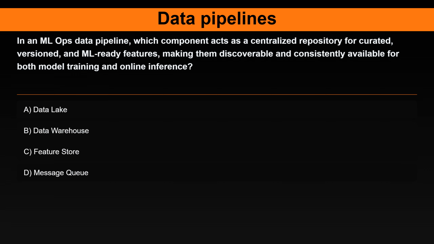Question 2. In an MLOps data pipeline, which component acts as a centralized repository for curated, versioned, and ML-ready features, making them discoverable and consistently available for both model training and online inference? Option A. Data lake. Option B. Data warehouse. Option C. Feature store. Option D. Message queue.